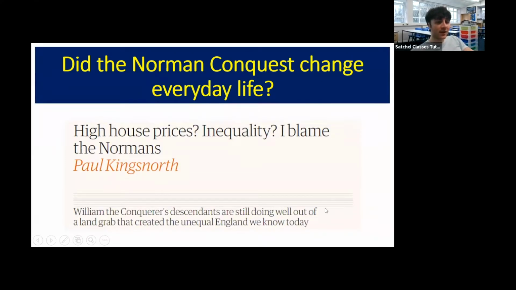Okay, let's see. So this behind me was a headline from The Guardian in 2012. High house prices, inequality, I blame the Normans. And what this article explains is that a lot of the inequality in modern Britain in terms of land ownership and a lot of the difficulty in buying a house comes from the legacy of the Norman Conquest. Let's break that down a little bit.